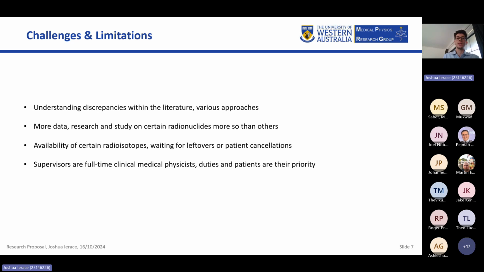The main challenges and limitations of this project are understanding discrepancies within the literature, as there are various approaches and methodologies used. There is more data on certain radioisotopes than others. For example, because iodine-131 has been used for therapy since the 1940s, there is a lot more data and research on external exposures for that radionuclide than comparatively with lutetium-177 therapies.